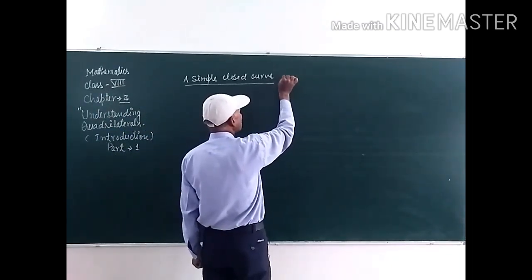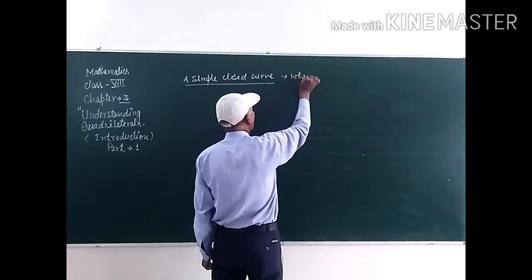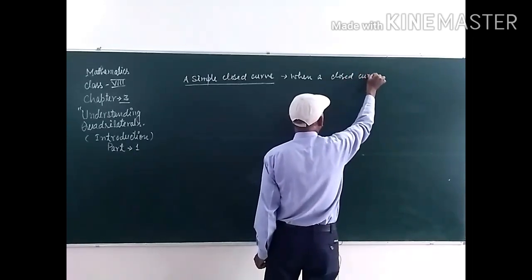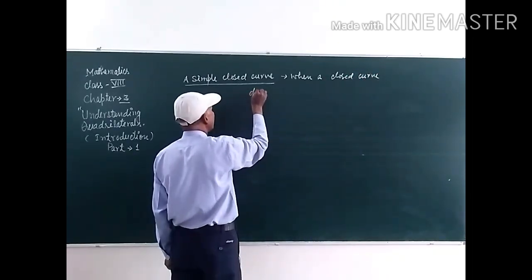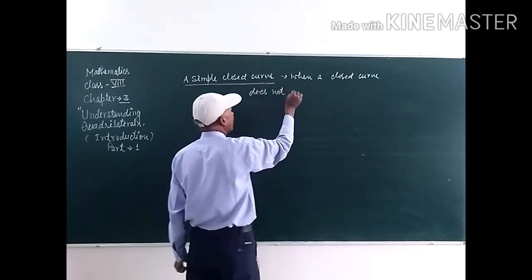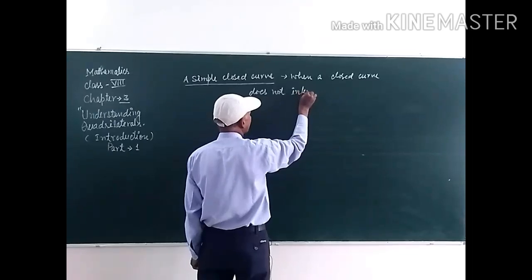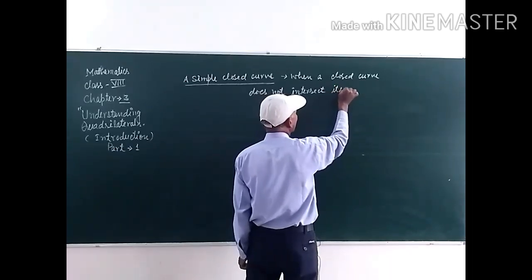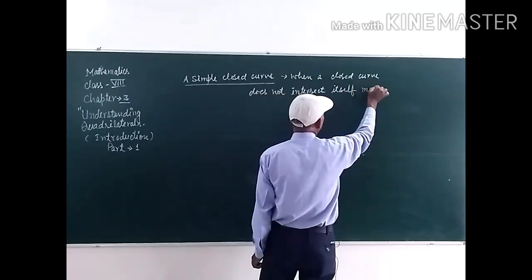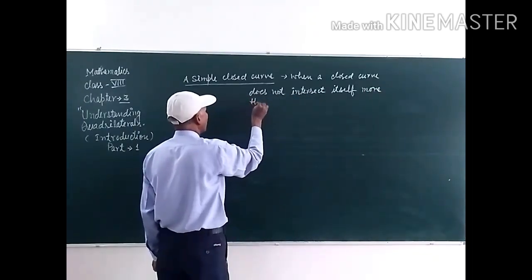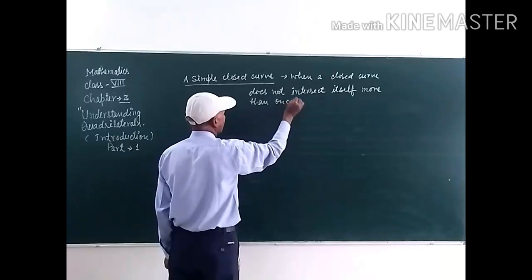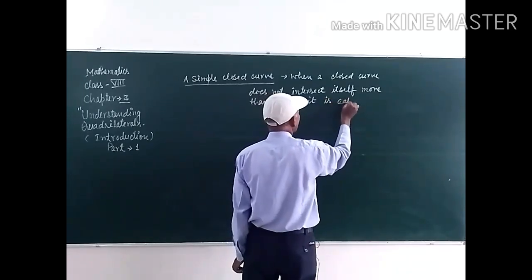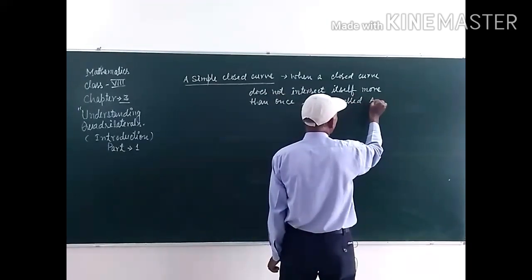When a closed curve does not intersect itself more than once, it is called a simple closed curve.